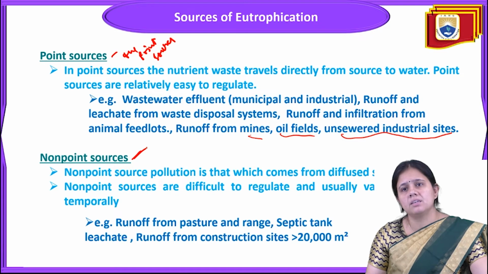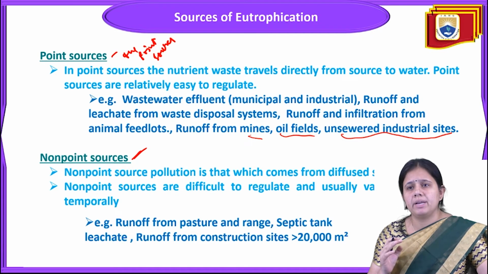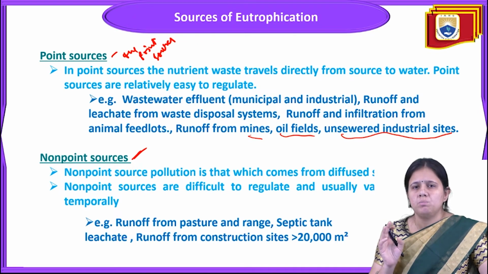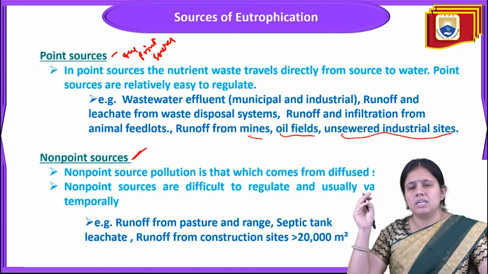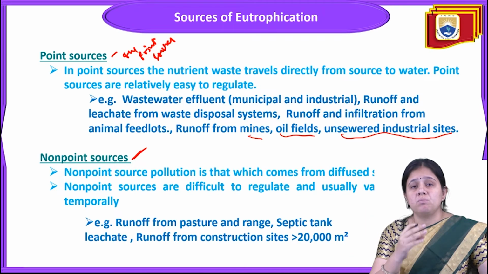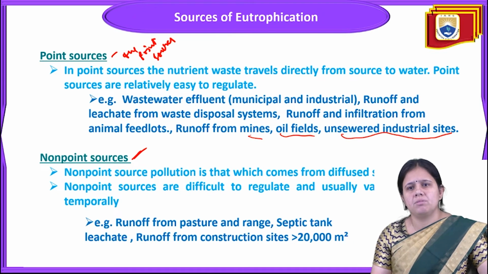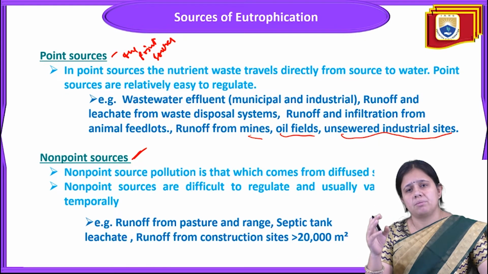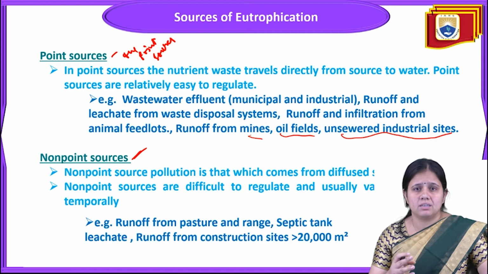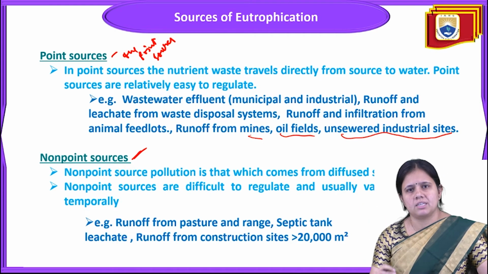Non-point sources come from diffuse sources. They are difficult to regulate and usually vary spatially and temporally. This non-point source can be anywhere; it is a leakage of water from anywhere, so it is very tough to find the place. Examples are runoff from pasture and rain, septic tank leachate, and runoff from construction sites.